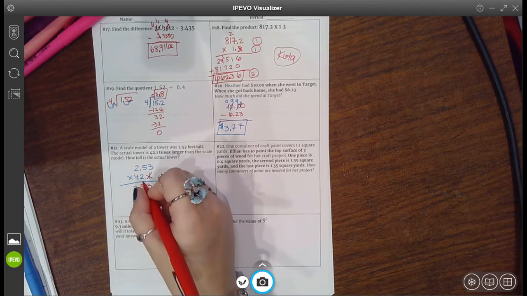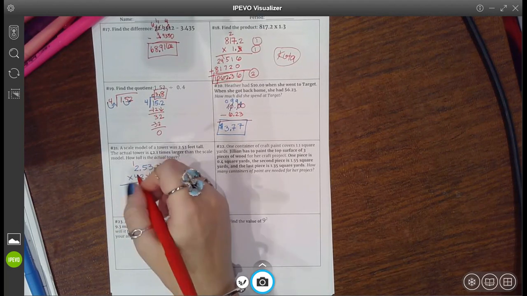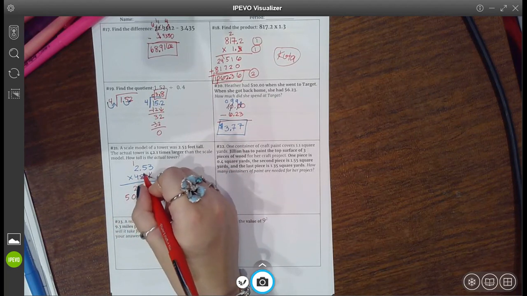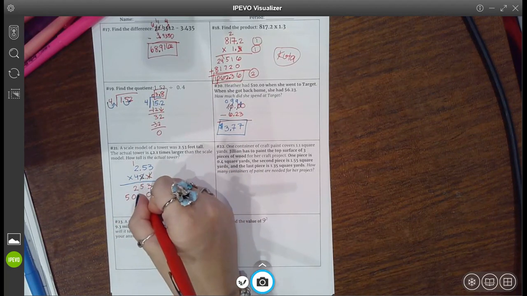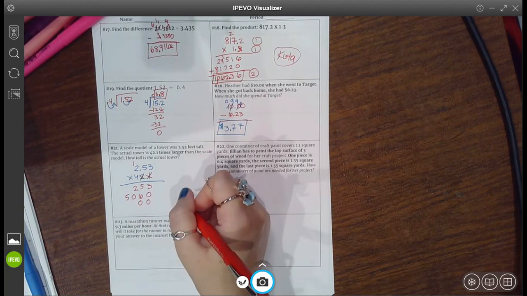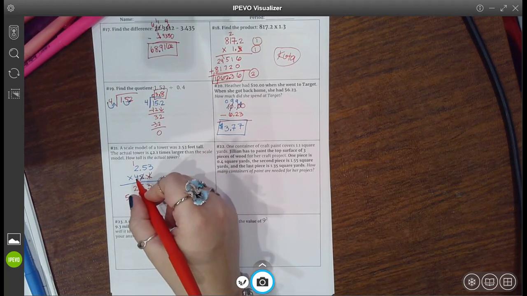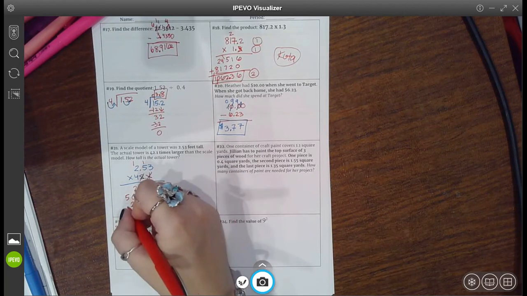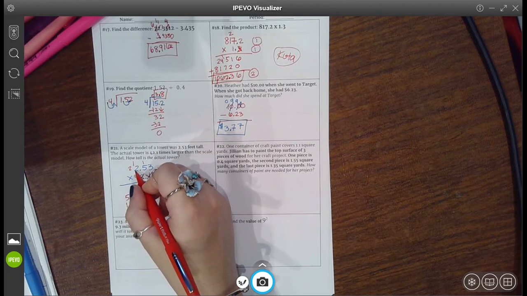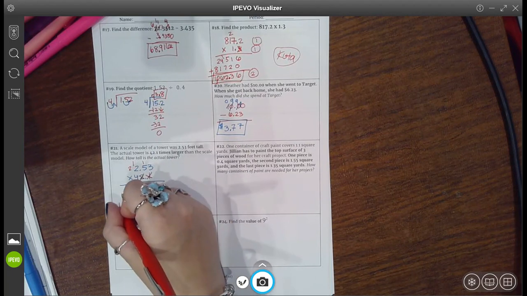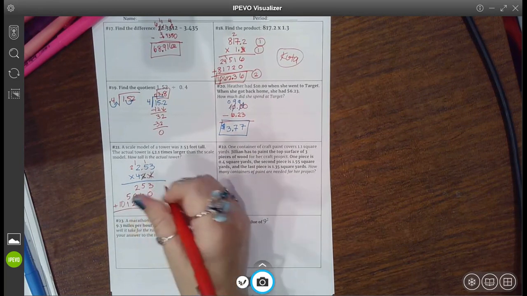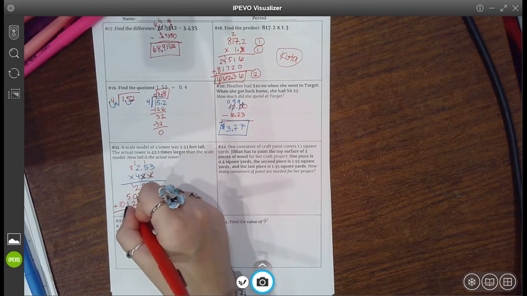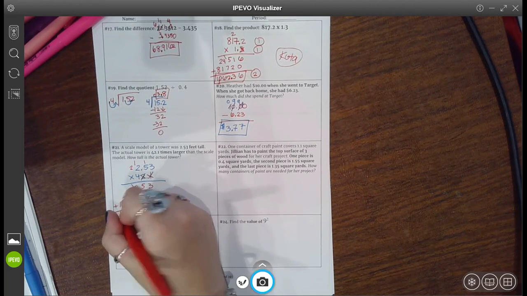2 times 3 is 6, 2 times 5 is 10, 2 times 2 is 4, plus 1 is 5. That's all used up, so now I'm starting in the hundreds place. So this time I'm going to put 2 placeholders so that I start in the hundreds place. 4 times 3 is 12. 4 times 5 is 20, plus 1 is 21. 4 times 2 is 8, plus 2 is 10. Add down, you have 3, 11. 4 plus 1 is 5, 6, 0, 1.